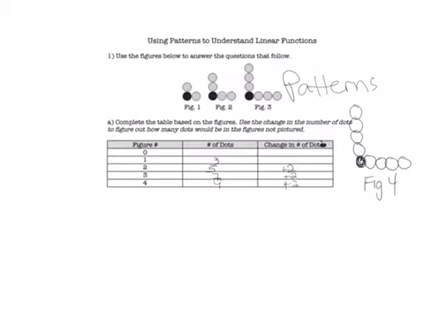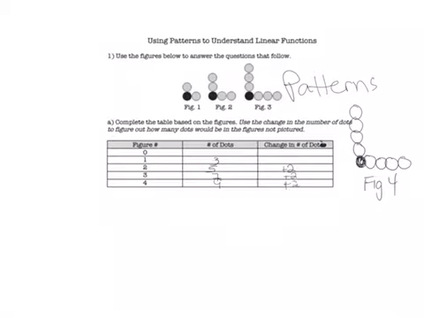So if we go backwards and look at, if the change is plus 2, what would it be if I went back to figure 0? What would be my starting point? You can think of it as 3 minus 2. So our change would still be 2. So if we started at 1, we would continue the pattern backwards. And figure 0 would just be 1.